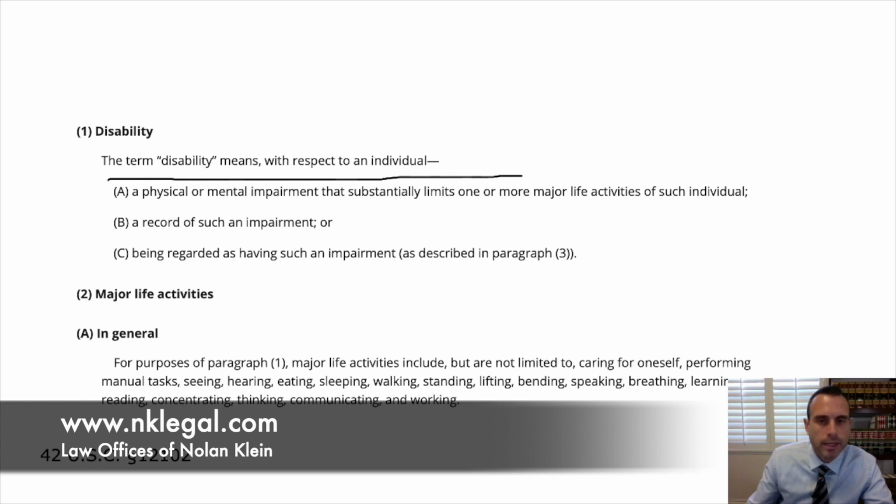So, a physical or mental impairment that substantially limits one or more major life activities. So what is a major life activity? Let's go down here to 2A, and it says, for purposes of paragraph 1, major life activities include but are not limited to caring for oneself, performing manual tasks, hearing, seeing, eating, sleeping, walking, standing, lifting, bending, and it goes on.